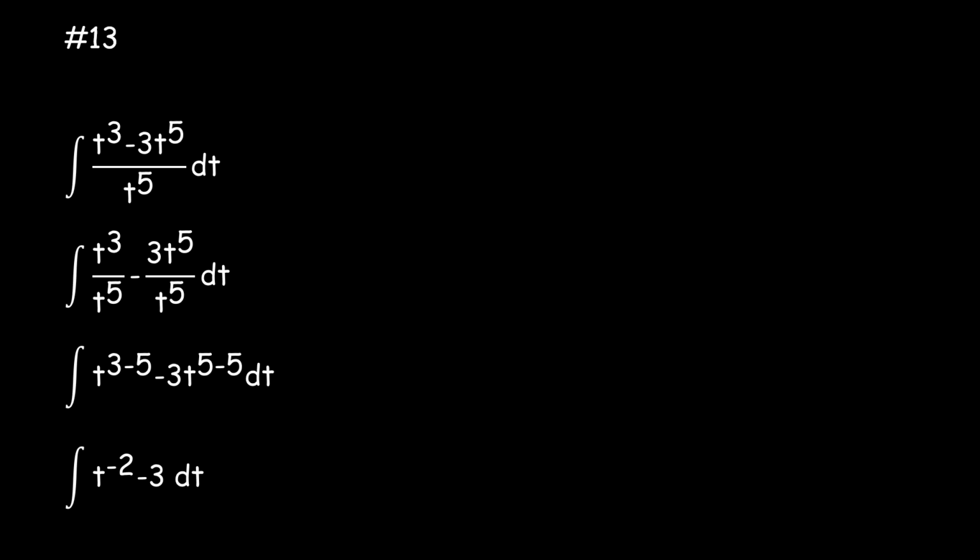If we integrate this, we should have t to the power minus 1 over minus 1, and 3t. This would give us negative t to the power negative 1 minus 3t plus a c. And our final answer will be negative 1 over t minus 3t plus c.